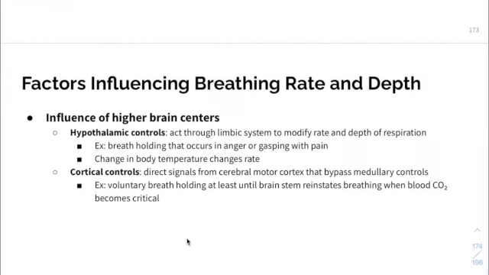How about our brain centers? We have hypothalamic and cortical centers. Those are higher up than that midbrain. So the hypothalamic control actually works through that limbic system. That limbic system can change the rate and how deep we are breathing.